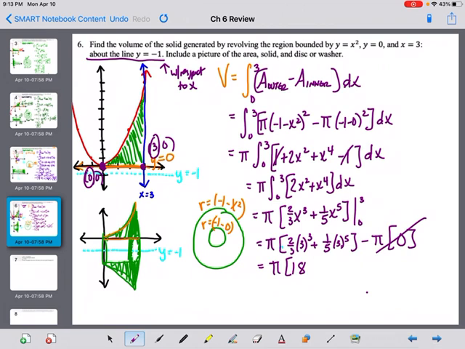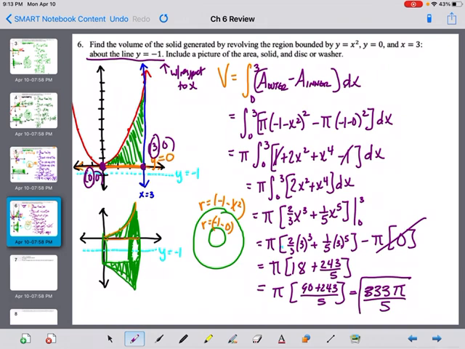And then 3 to the 5th is 243 fifths. So if I make a common denominator, 18 times 5 is 90. So I have pi times (90 plus 243) over 5. So 243 plus 90 is going to be 333. So 333 pi over 5 is my final answer.